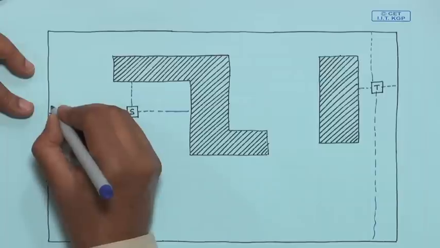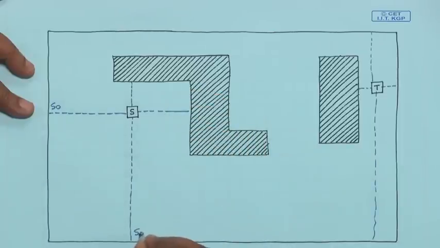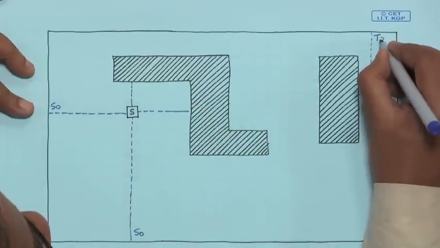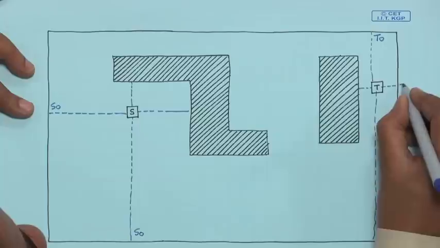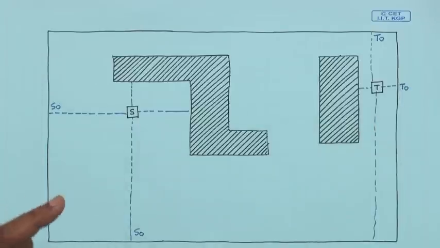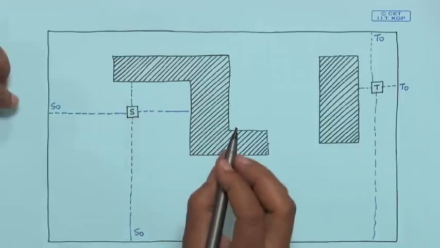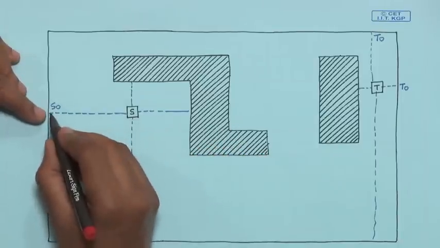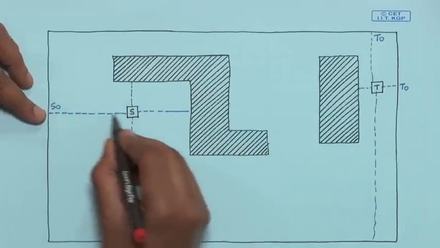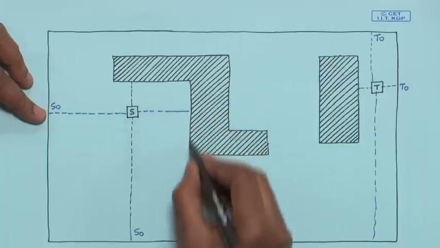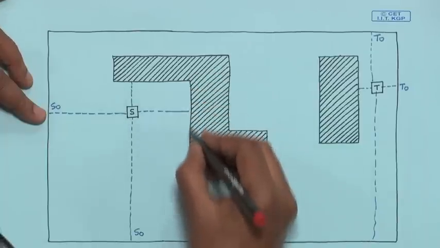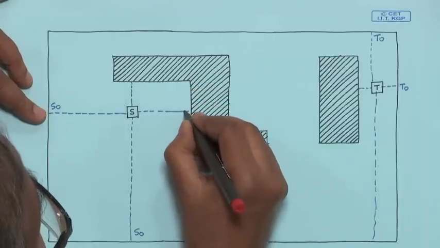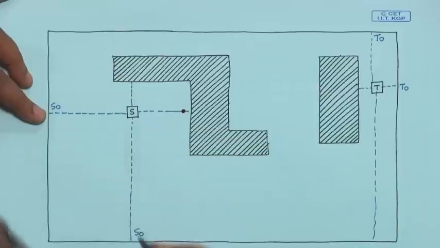So, the labels will be S0, S0, T0, T0. Now, let us try to understand the escape points. Escape points means, this line is hitting this obstacle. So, just a grid point just before the obstacle is identified as an escape point.